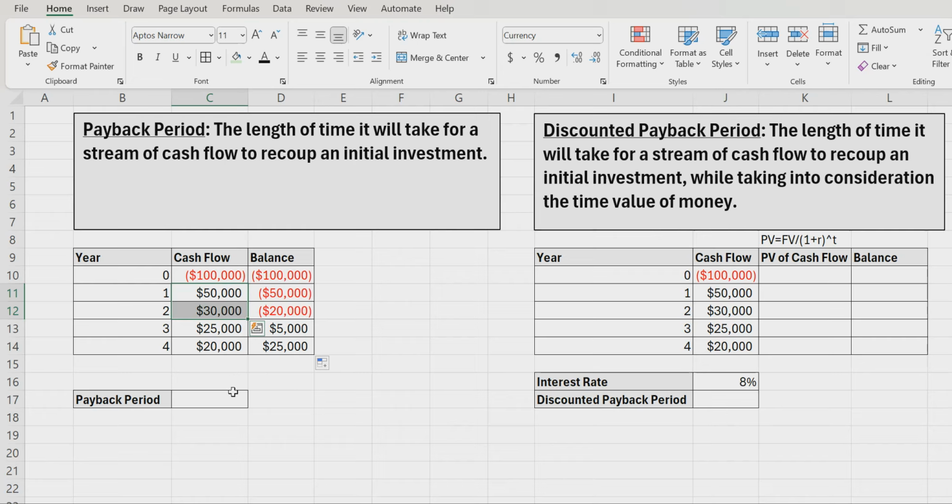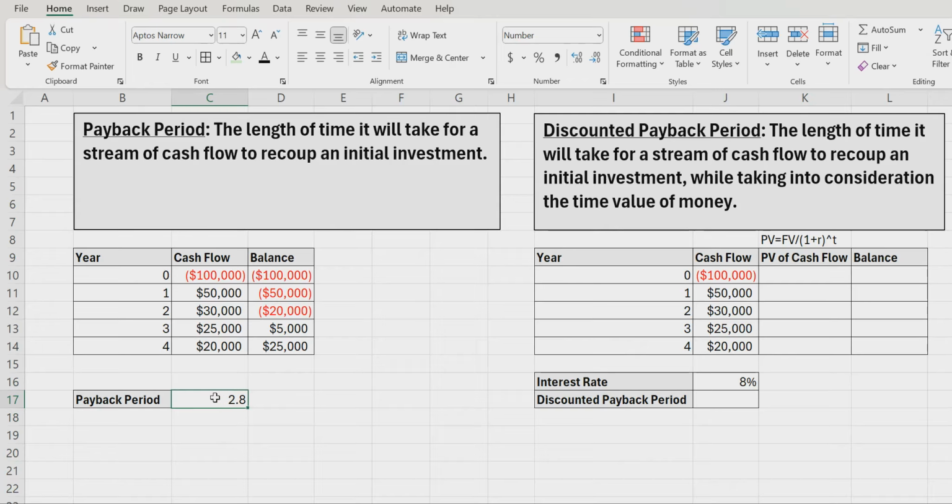So the formula we can use to calculate the payback period is going to be equals, we'll say 2, so we know it's at least 2 years, plus, here's what we do. We take the starting balance from year 2 and we divide it by the cash flow in year 3. And then we close our parentheses. Now notice that the balance is a negative number, so we want to treat it as a positive number, so we'll put a little negative sign in front of this cell D12 in the formula. So this is the formula. Once we hit enter, we'll see that the payback period is 2.8 years.